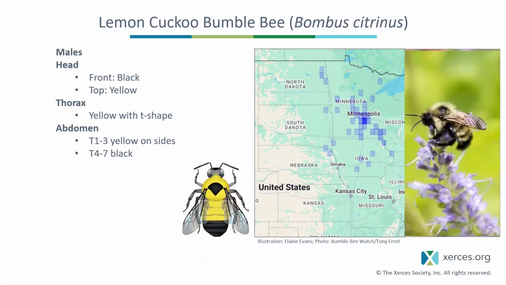The males look a little different than the females. For this species, generally, you will see males with yellow on T1, T2, and T3. And then you will see black hairs on T4 and T5. Sometimes you will encounter an individual without that many yellow hairs on T3, and they'll just have yellow hairs on T1 and T2. So something to look out for there. The thorax of this bee for the males will be yellow with a sort of T or thumbtack shape of black in between the two wing joints. And then on the head, their hairs will be black on the front of the face and yellow on the top of the head.